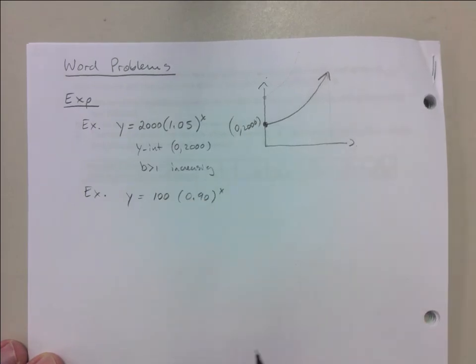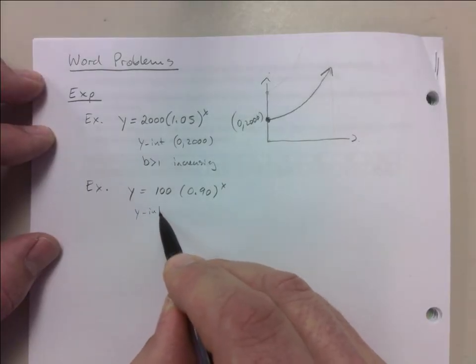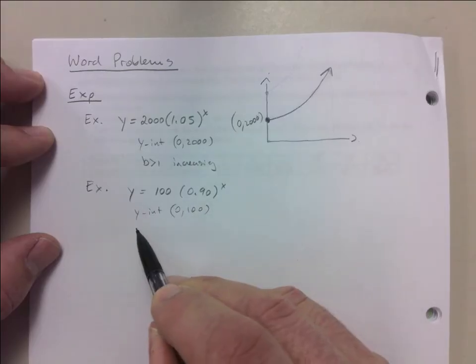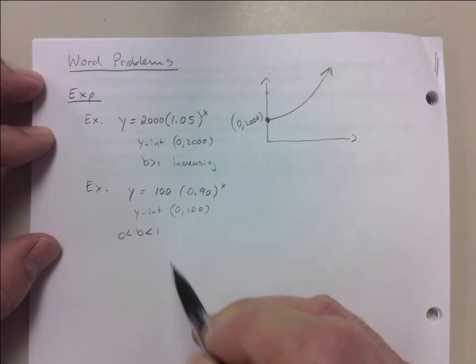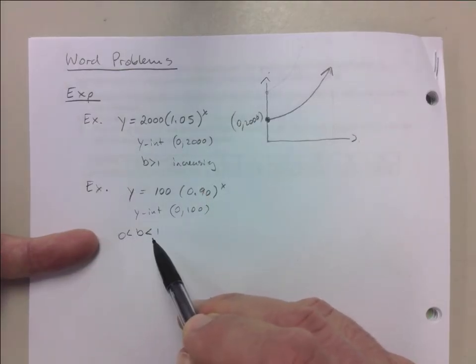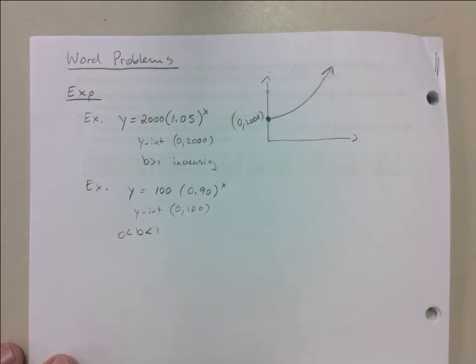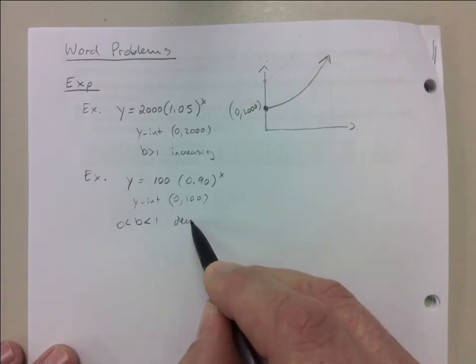If it's another example here, y is equal to 100 times 0.90 to the x, right? Your y-intercept is (0, 100). b is between 0 and 1. You can't have a negative value. That's why I'm saying between 0 and 1. Technically, if I just said less than 1, you would all understand it's a decimal between 0 and 1. So this is decreasing.